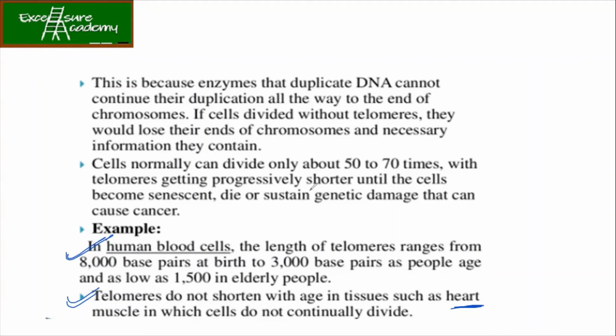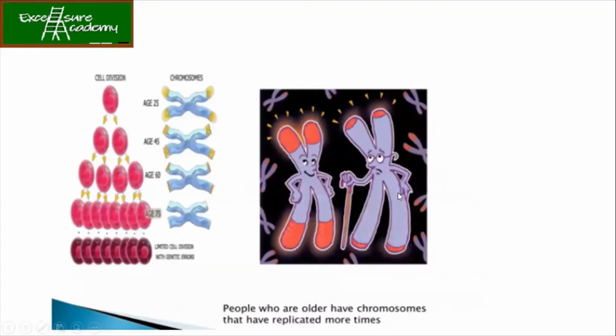Okay. Now we are moving to a different topic. So this is just the cartoon representation of the same. You know that this is your first young cell. As it keeps on dividing, this is not getting replaced. So what will happen? You can see that now the telomeres are not there. So in the case of old age people, the telomeres are almost not present, and those cells are dying eventually.